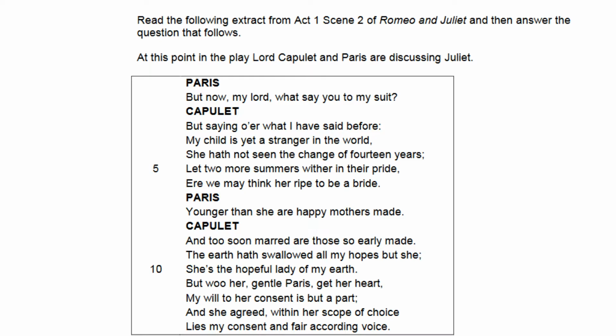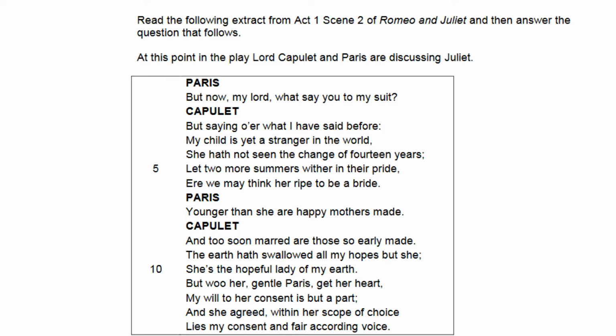Capulet: But saying o'er what I have said before. My child is yet a stranger in the world. She hath not seen the change of 14 years. Let 2 more summers wither in their pride, ere we may think her ripe to be a bride. We notice the rhyming couplets there. Characters often speak in rhyming couplets, what we call closed couplets, when they are very conclusive about their ideas. That means they're decided, they've made up their mind.